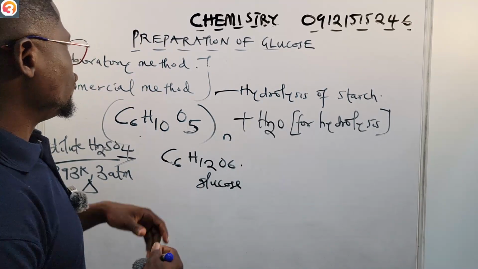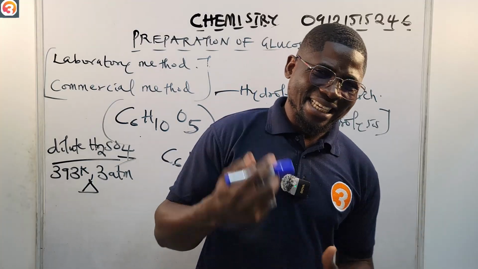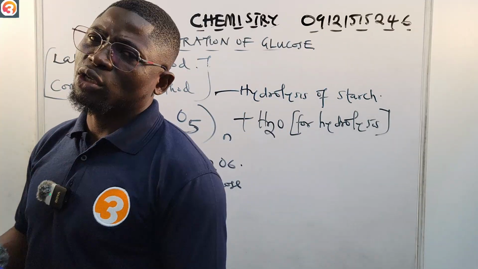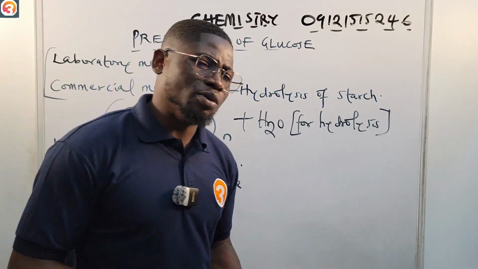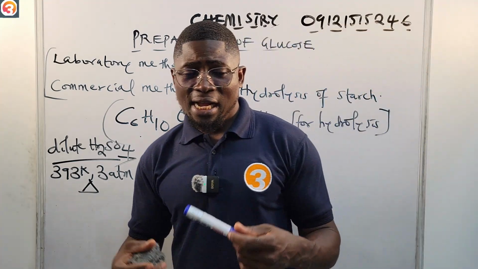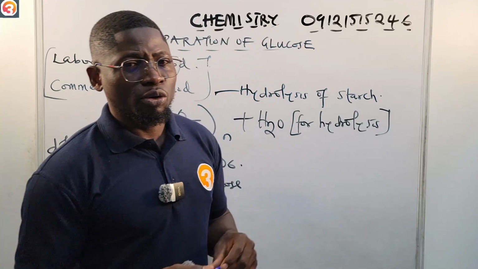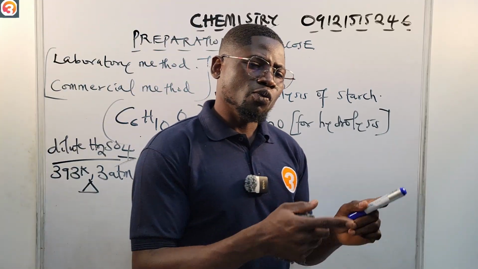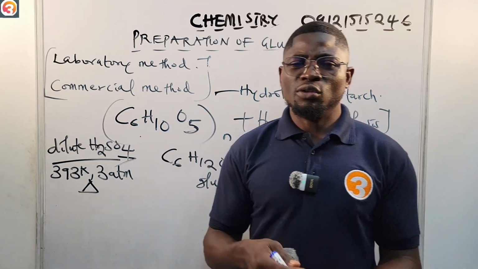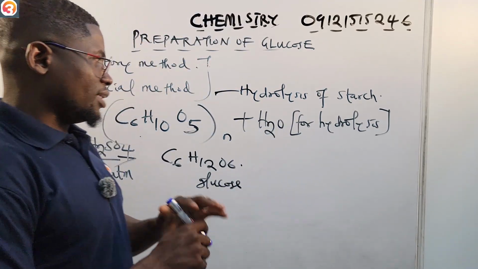Number one, from the hydrolysis of sucrose, that is to break down a disaccharide like sucrose, and then it gives us two simple sugars such as glucose and fructose. You know that fructose and glucose have the same formula, just that their structures are different. In glucose we have an aldehyde functional group, while in fructose we have a ketone functional group. But they both have 6 carbon atoms. So take note of that.